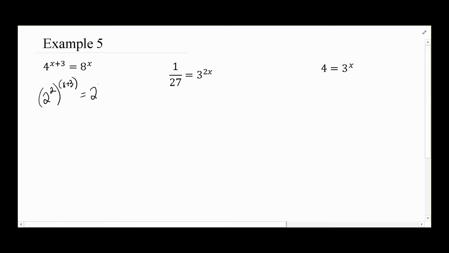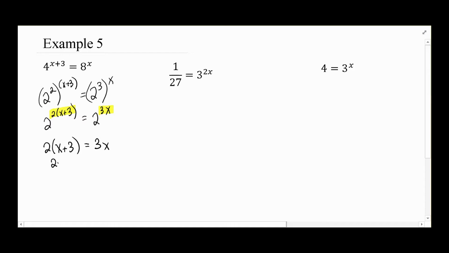Eight is 2 cubed. So again, when you raise a power to a power, you multiply the powers. So really my powers are 2 times x plus 3 and 3x. And in both cases, the base is 2. So because both bases are 2, I can look at just the exponents and say those exponents must be equal. And then solve this equation.